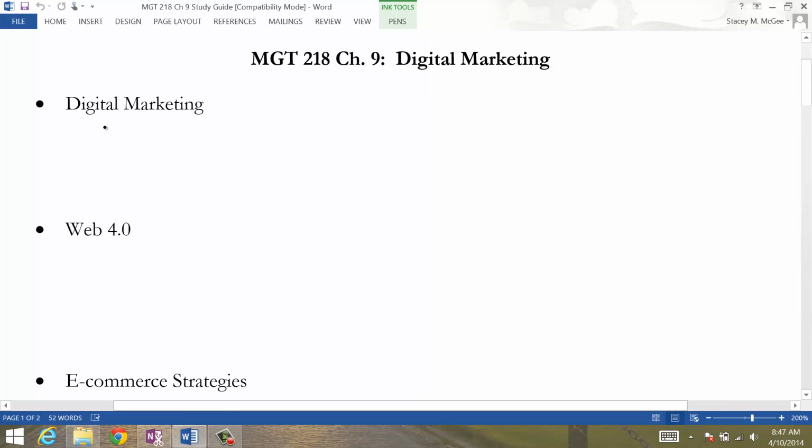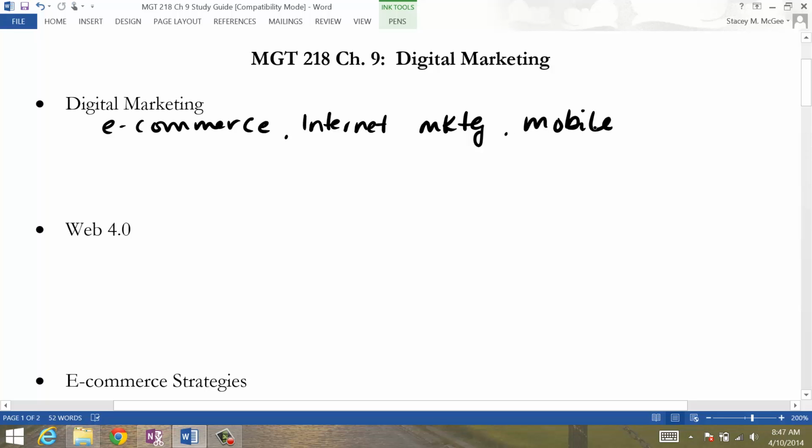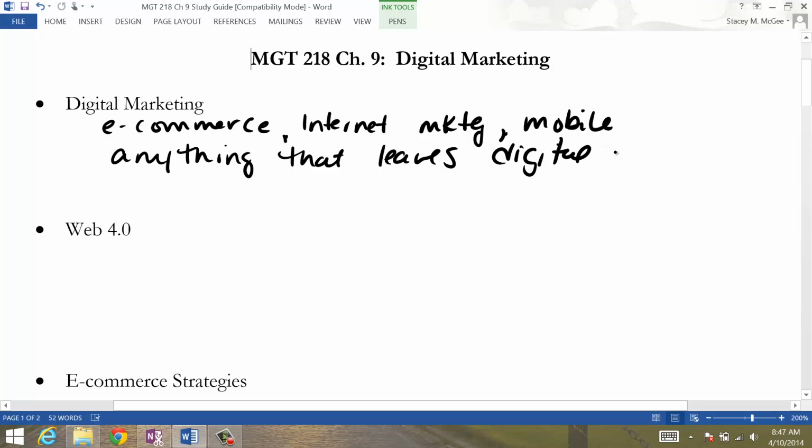Digital marketing includes any kind of e-commerce, any kind of internet marketing, and also mobile marketing is included in our digital stuff. It's really anything that's going to leave a digital footprint. So there's a lot of different forms, and obviously this is one of the fastest growing types of marketing and one of the most rapidly changing. As soon as you master one, something else is coming up.